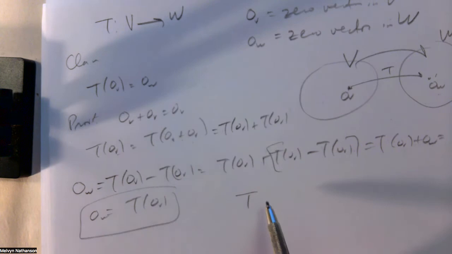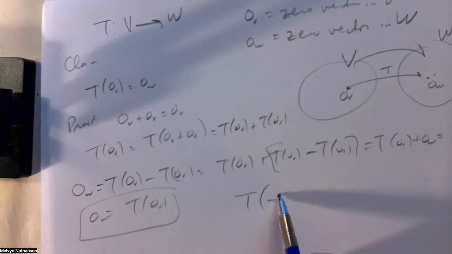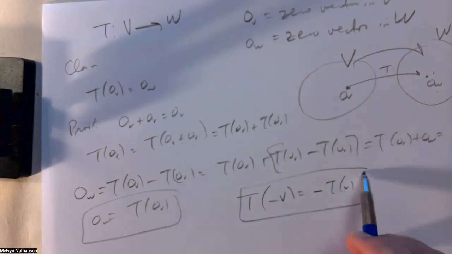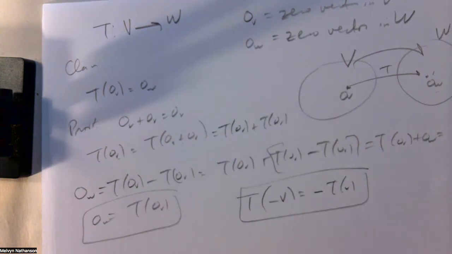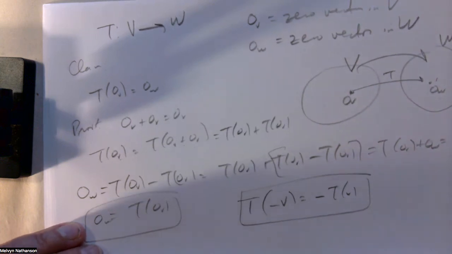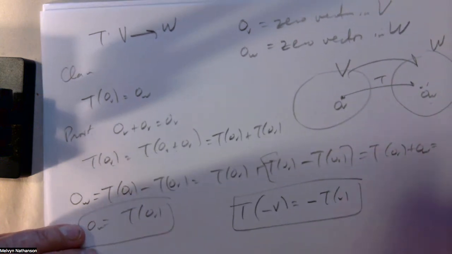And it's also true that if I take T of the vector minus v, this is always minus T of v. These are basic properties of linear transformations. Now, associated with every linear transformation, there are some subspaces.